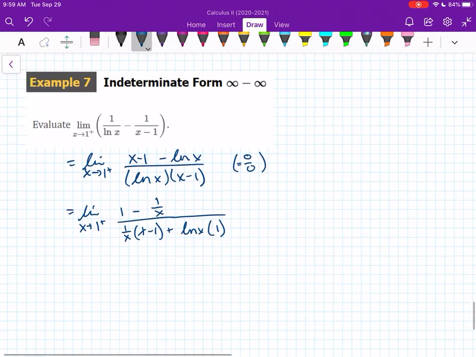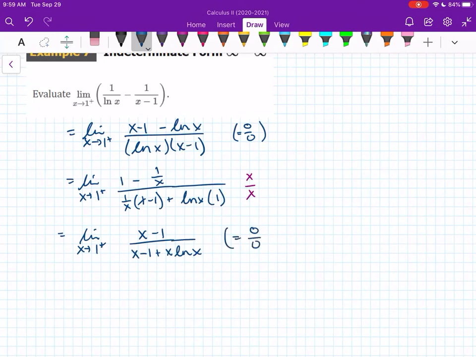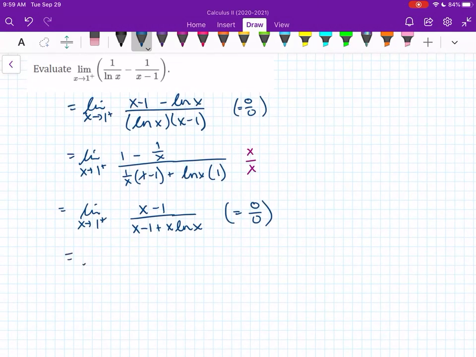So here, I'm going to do some manipulation because I have fractions within fractions, which is just gross. That's nasty. So I'm going to multiply the top and the bottom by x over x. And so then I'm going to get x minus 1 in the numerator over x minus 1 plus x natural log of x in the denominator, after I multiply everything. Still can't quite take that limit yet because I currently get 0 over 0. So we're going to do L'Hopital's rule one more time.